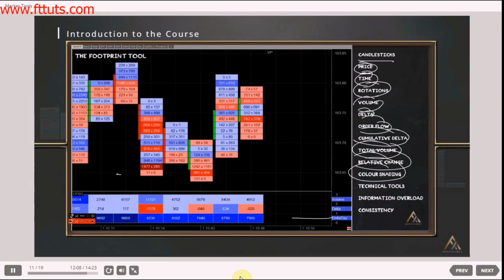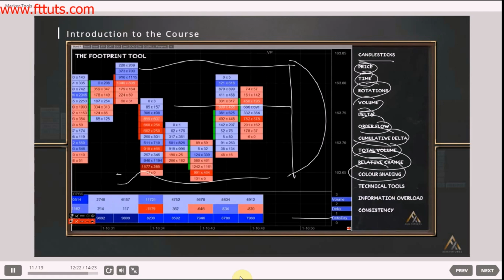Now, in terms of the next aspect, what we can add to this chart is traditional technical tools. We could very easily add a market profile onto the right side. We could have the volume weighted average price. We could have the Bollinger Bands. We could have all sorts of trading tools on this footprint tool. However, and this brings me to the next point, be very, very careful in trying to add traditional trading tools to the footprint. And I'll tell you why.